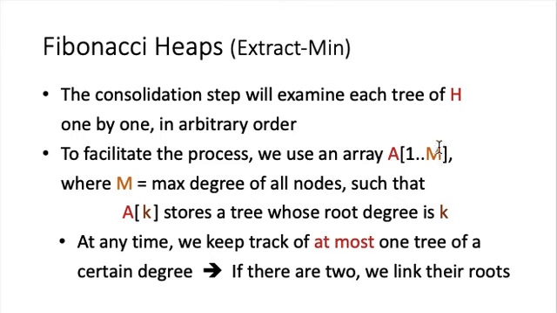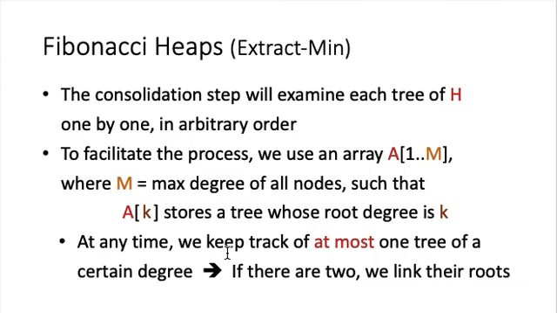So you can set it to be some order log n number here, such that A of k will store a tree whose root is degree k. Then in any case, when we process a tree, we look at the degree of the node, and then we will store it in this array A. But when we see two trees with the same root degree, then we will link them together. So when we see two trees, let's say we have already a tree stored at A2, it has degree 2.